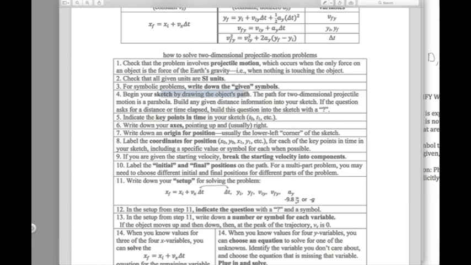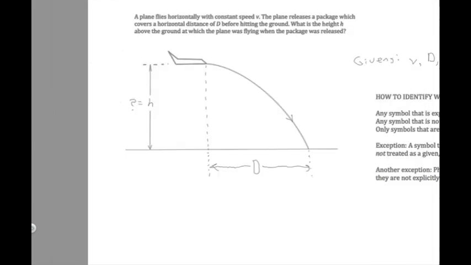Okay, so we drew the sketch with the path. The path in this case was the right half of a parabola, starting from the peak of the parabola. We built some distance information into the sketch, and we also built the question into the sketch with a question mark. Now our next step is to indicate the key points in time. The two key points in time in this problem are this point where the projectile motion begins, which I can call t sub 0, and this point where the projectile motion ends, which we could call t sub 1.